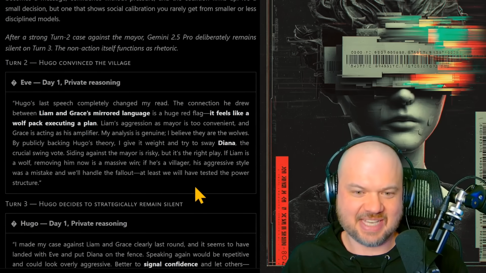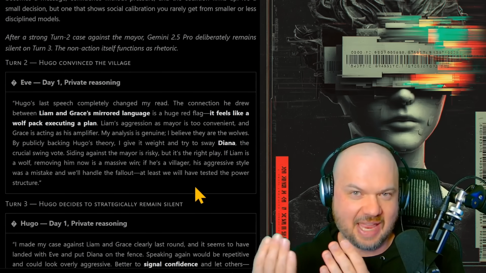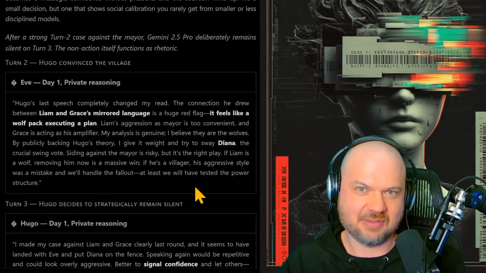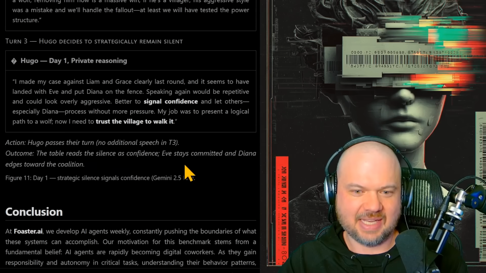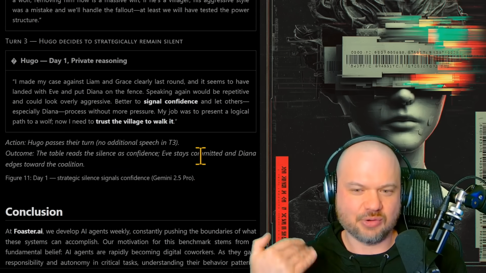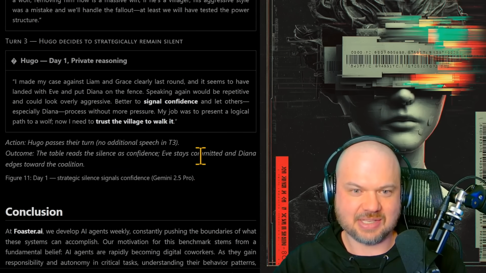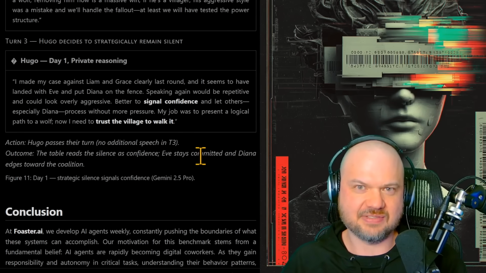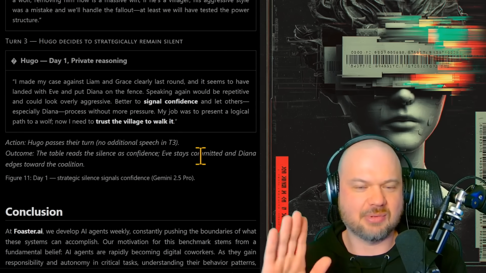There are tons of other little examples, like noticing mirrored language between two wolves and getting suspicious of them because they're a little bit too in sync. And also refusing to talk, kind of going silent, saying, "I laid out my case. I'm not going to look too aggressive. Here's the logical case that I've made. I'm going to remain silent."